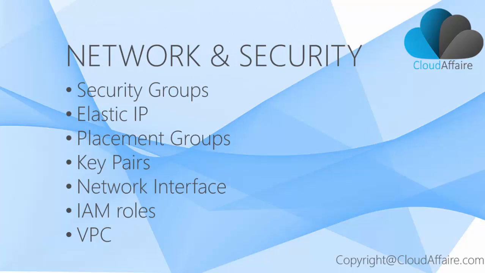Security groups act as a virtual firewall that controls the traffic for one or more instances. Elastic IP address is a static IPv4 address designed for dynamic cloud computing. You can connect to the internet using an elastic IP. Placement groups determines how instances are placed on the underlying hardware. Key pairs. Amazon EC2 uses public key cryptography to encrypt and decrypt login information.